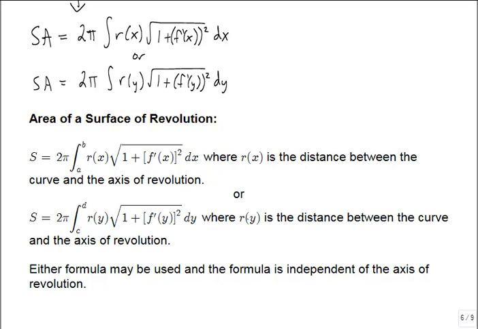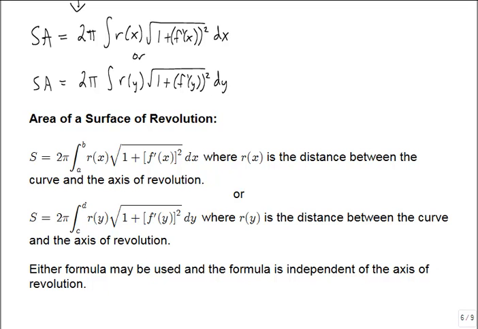The unique thing about this surface area formula is you can actually use either version, and it's independent of your axis of revolution. If you remember from our disks and washers, we always took our disks and washers perpendicular to the axis of revolution, and for shells we always took our shells parallel to the axis of revolution. For surface areas, it doesn't matter. It doesn't matter which way your axis goes. You can use either a dx or a dy integral.